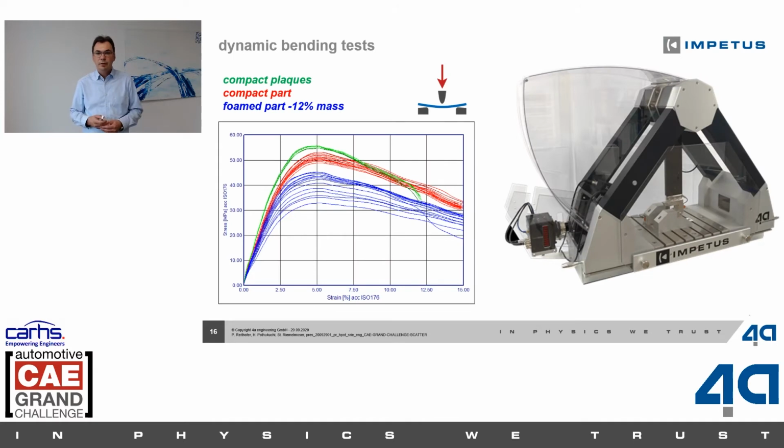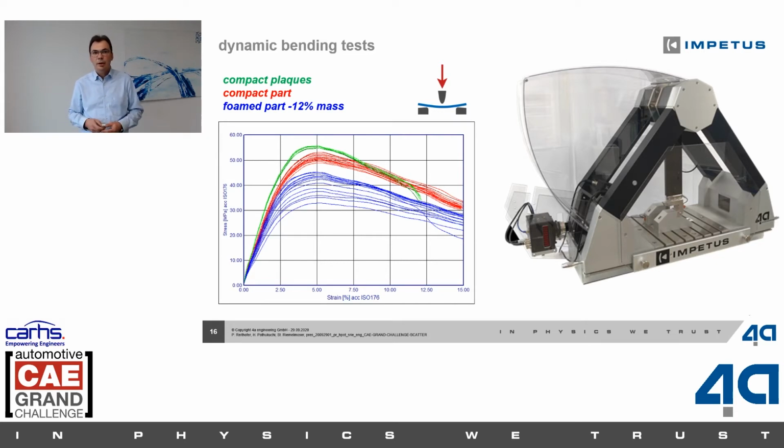So for this example we did some bending tests. We cut out some samples from plugs in a small size, without foaming, in compact format. Those are the green curves. As you can see, there is no deviation in the measurement of this deformation behavior. For the red curves, the samples are cut out from a real part, and blue is the foamed part. As you can see, through this process we get a big deviation, a big scatter.